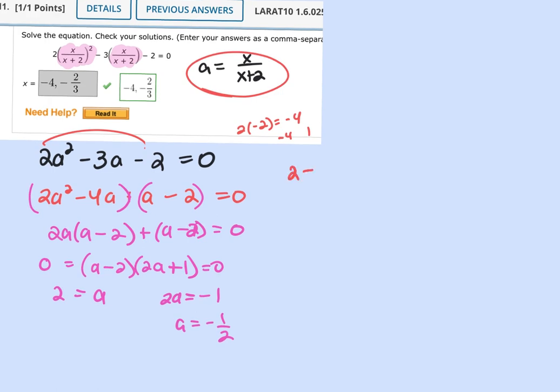So I would say 2 equals x over x plus 2, and negative 1/2 equals x over x plus 2. The one on the right I would cross multiply, and the one on the left just multiply by the x plus 2, get rid of it out of the bottom.